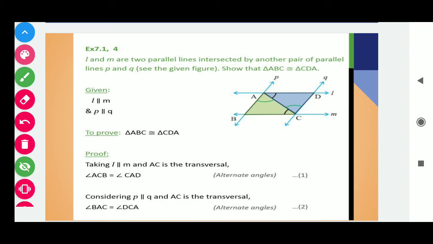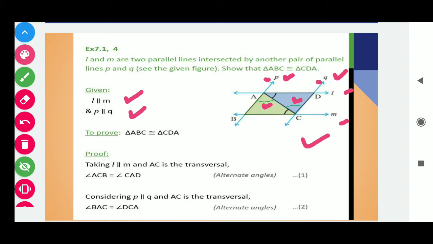Students, in this given figure, L and M are two lines which are parallel to each other, and P and Q, the pair of two lines, are also parallel to each other, and we have to prove that triangle ABC is congruent to triangle CDA. So students, let's start. Here we have given L is parallel to M and P is parallel to Q. To prove that these two triangles are congruent, let's start the proof.